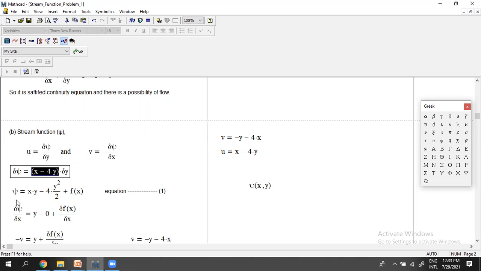Now I take the integration on both sides. So what are you getting? Psi equal to xy, because the derivative is dy, minus 4 into y square by 2.